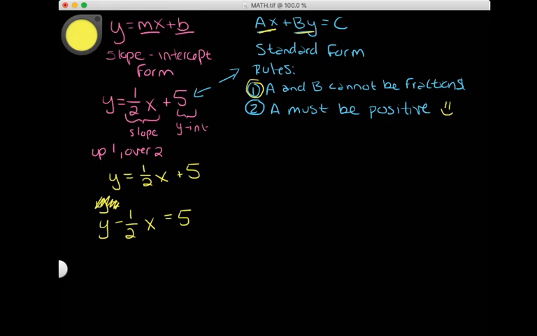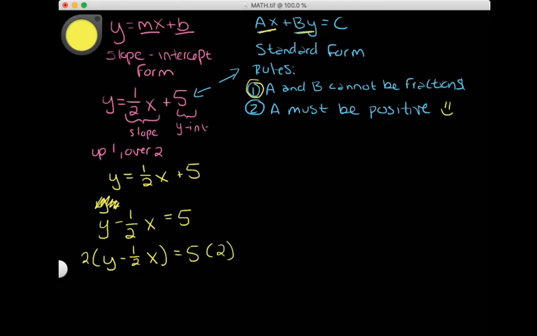Remember that a fraction is kind of like division, right? It's 1 over 2. So the opposite operation to get rid of that fraction is multiplication. So I have to multiply everything on this side by 2. But if I multiply everything on this side by 2, I have to multiply the other side by 2 as well. Whatever we do to one side of an equation, we have to do to the other. So this is going to look like 2 times y minus 1 over 2x equals 5 times 2.